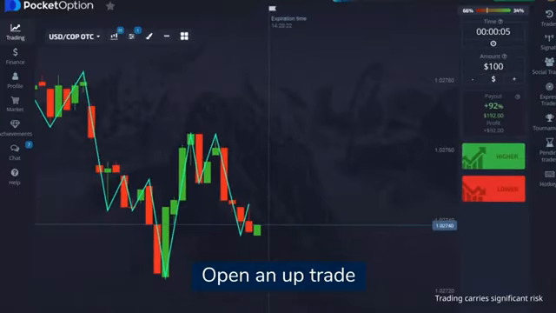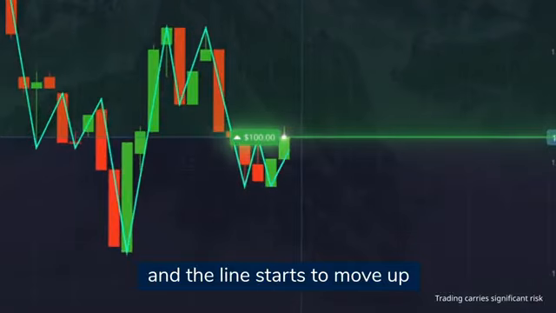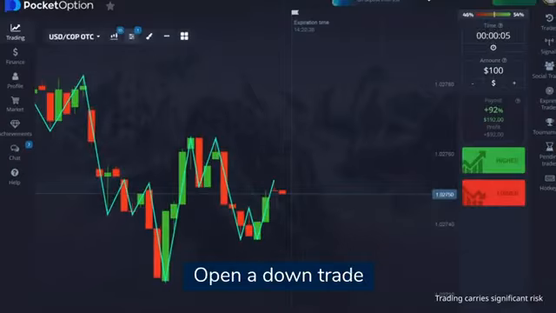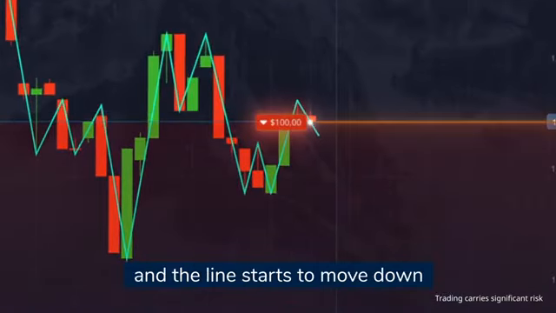Open an up trade when a new low point is formed and the line starts to move up. Open a down trade when a new upper point is formed and the line starts to move down.